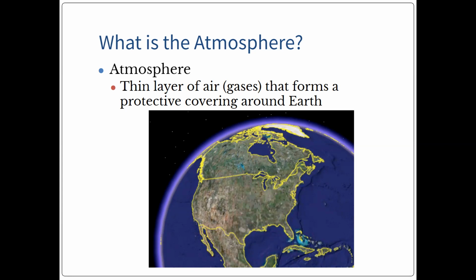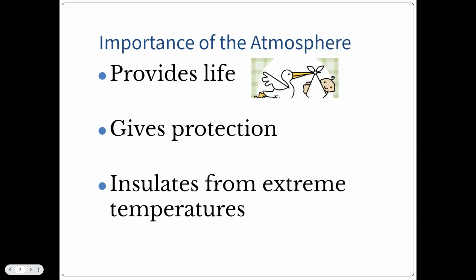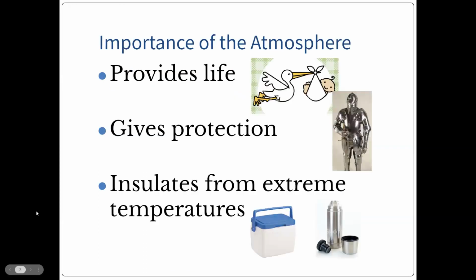Without the atmosphere, because of where the sun is located, we could burn up some days or we could freeze, depending on how the Earth rotated. And there would not be life on this planet without an atmosphere. Write these down.